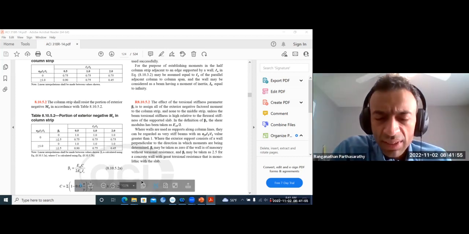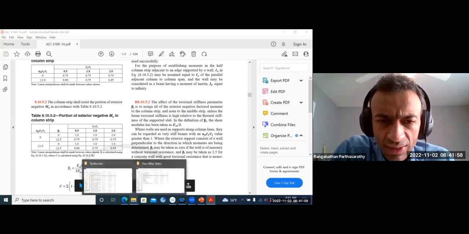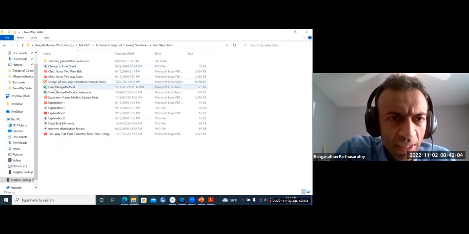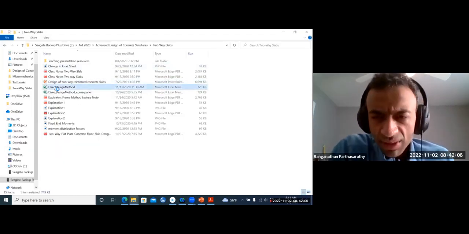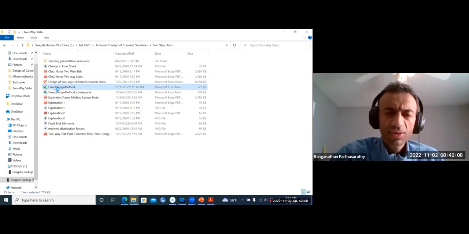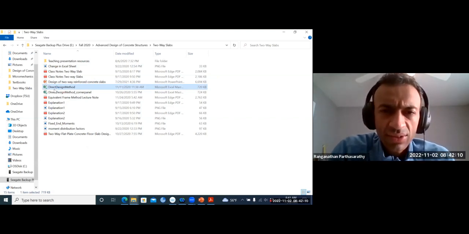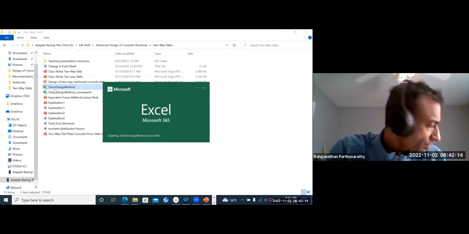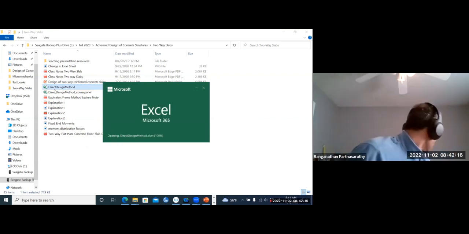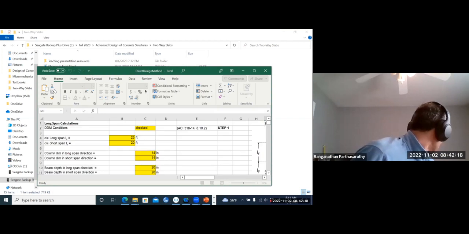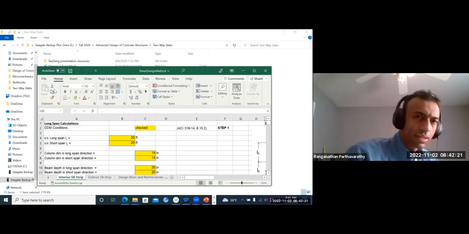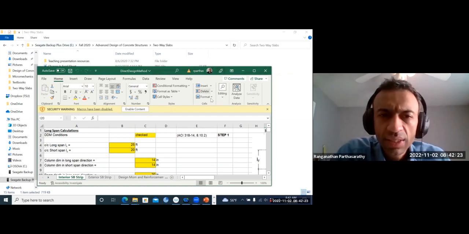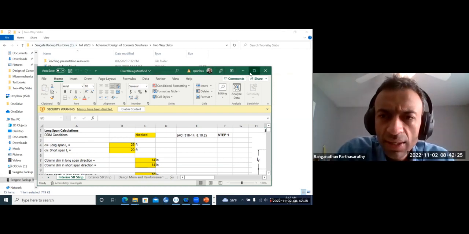So let me just open one sheet where it will become clear what is the beam part of the column strip and what is the slab part of the column strip, and that's where this confusion may be coming in. Okay, so here is one example.